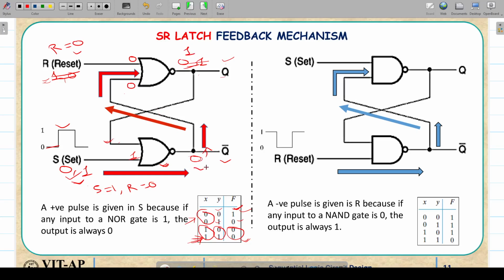Now you see here the output is 0 and here the output is 1. Now the value of Q is equal to 1. So we call that set. This is the set condition if the value is equal to 1.